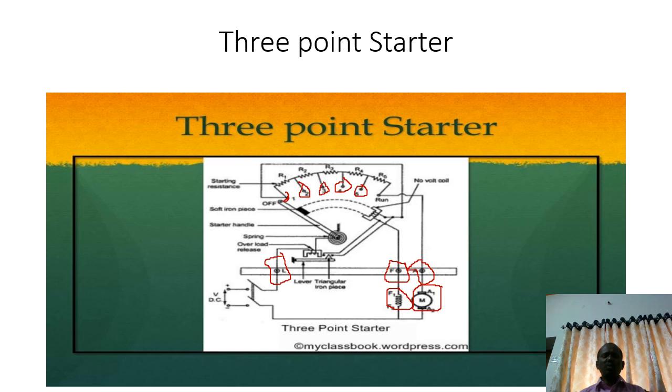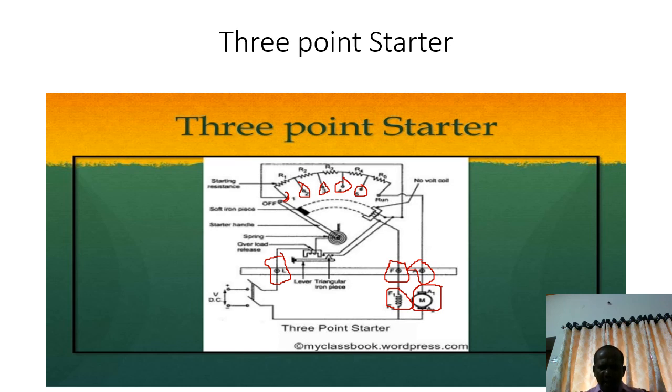Here you are observing that an external resistance is connected in series with the armature. When the handle is shifted from stud 1 to the last stud, the resistance decreases. A current will pass through the armature winding. This is the condition we are observing here.